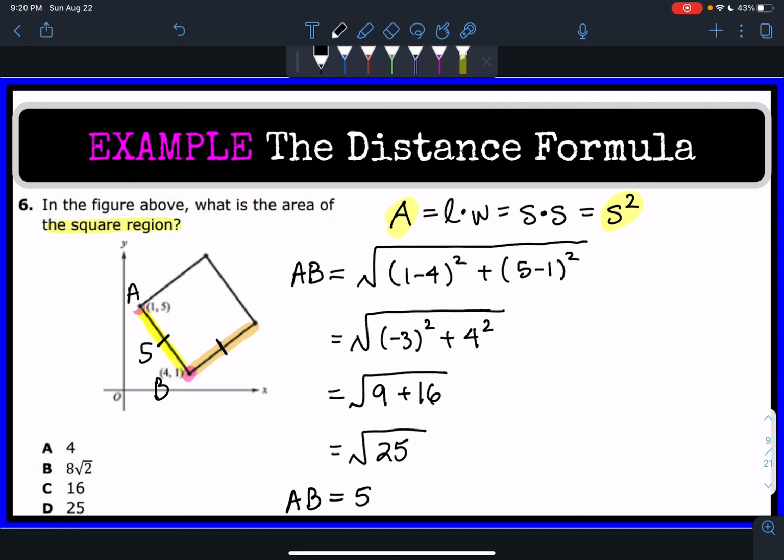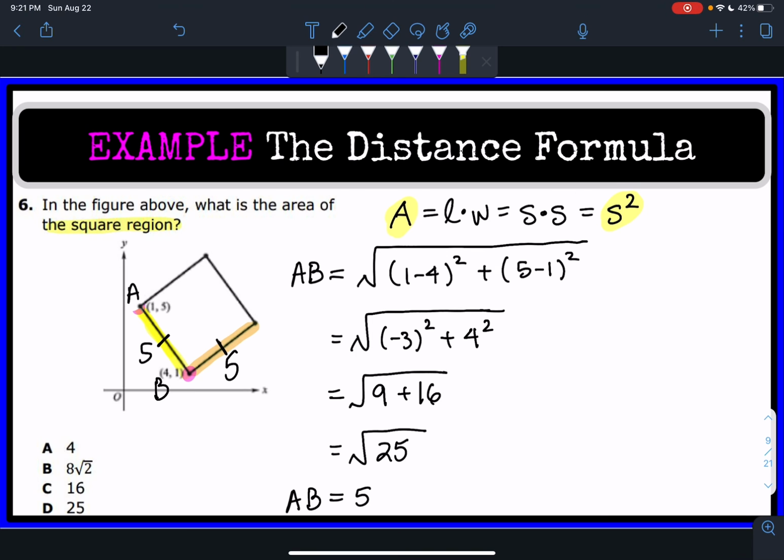And again, remember, I just picked the name AB. So the distance between point A and point B is going to equal 5 units. Well, again, because it's a square, that means that this side is also going to be 5.